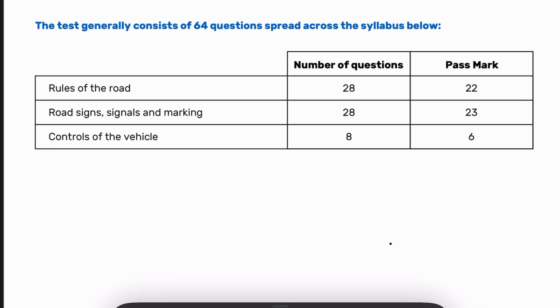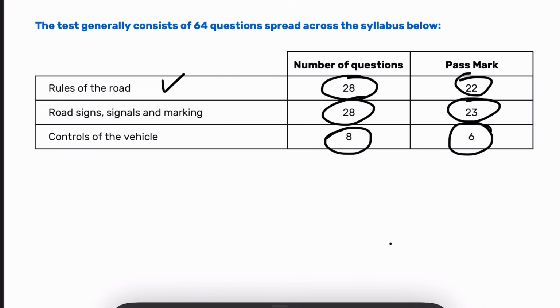You must understand that the rules of the road will have 28 marks. Your pass mark is 22. Road signs, signals, and markings, you have 28 marks. Pass mark is 23. Then the controls of the vehicle, it's 8 marks. Pass mark, it's 6.